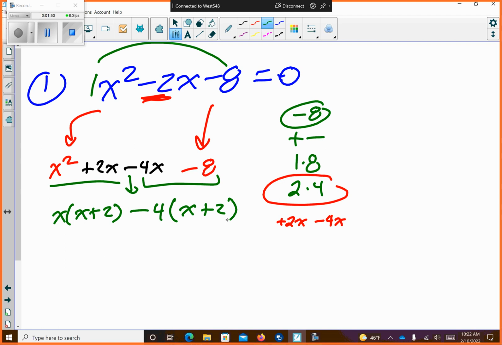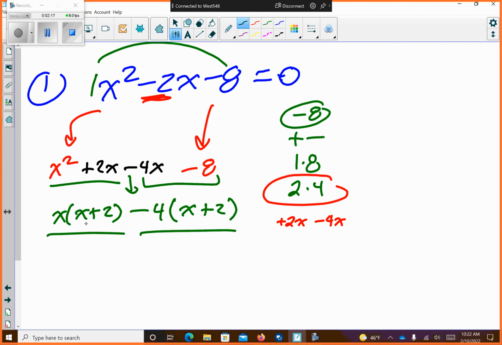I have a number or a letter in front of parentheses. If I distributed that back over, if I looked at this first one and went x times x to get x squared, and I went x times 2 to get 2x, that's where it works. If I take negative 4 and distribute it over x plus 2, I get negative 4 times x is negative 4x. Negative 4 times positive 2 is negative 8. That's really where the foundation of it comes from.